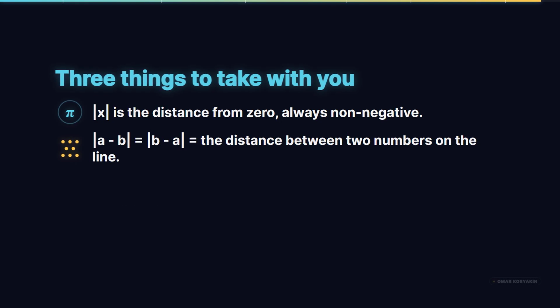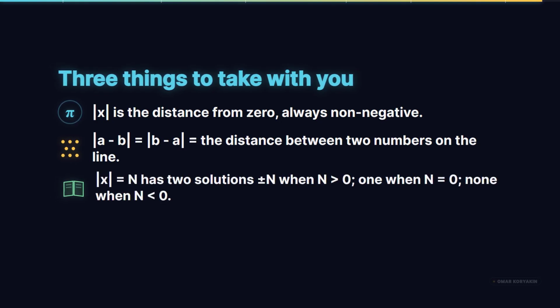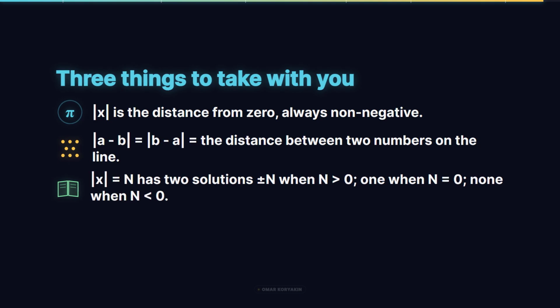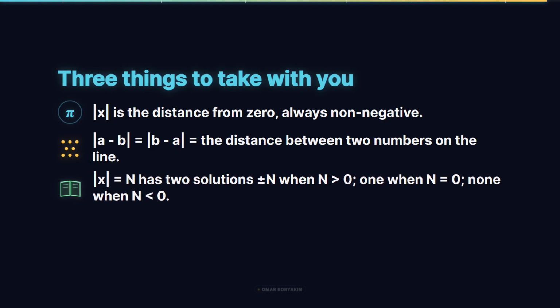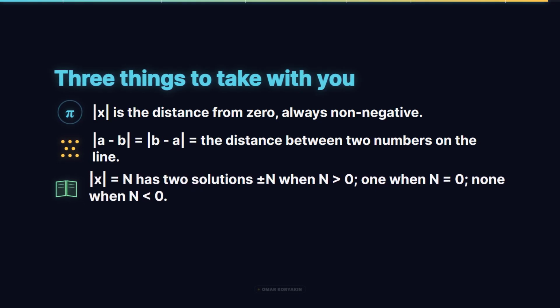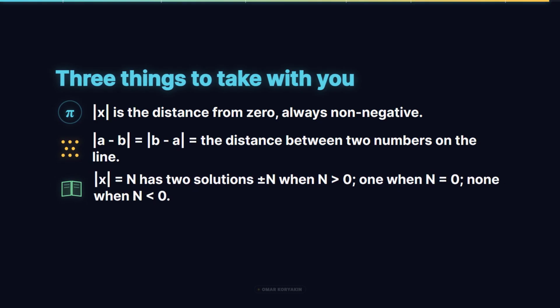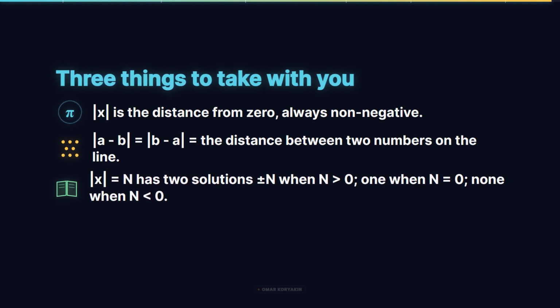Third, an equation like the absolute value of x equals n has 2 solutions, plus n and minus n, whenever n is greater than 0. It has one solution, 0, when n equals 0. And it has no real solution at all when n is negative, because absolute value can never come out negative.